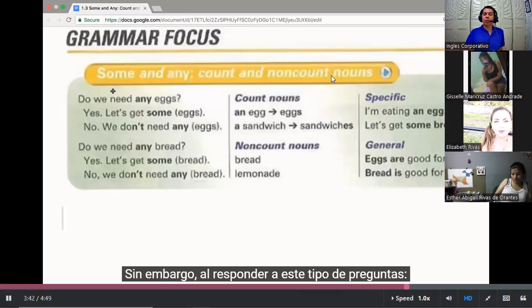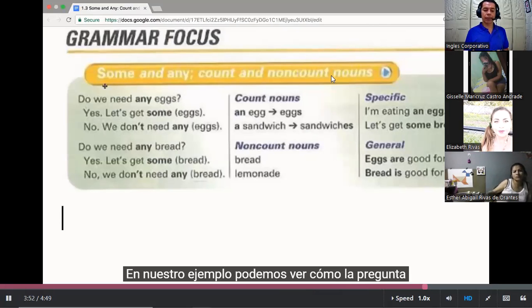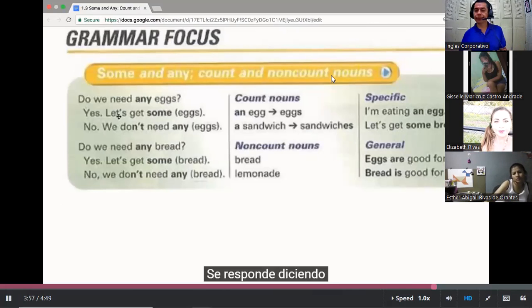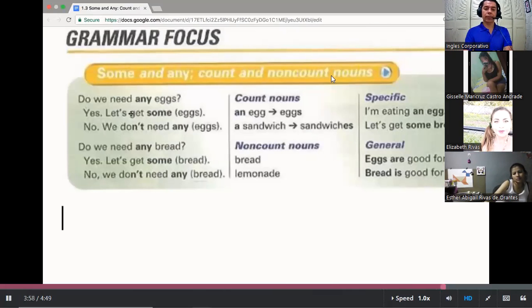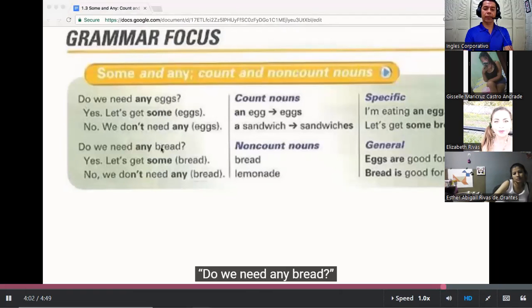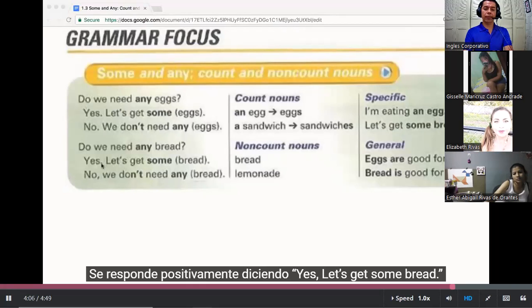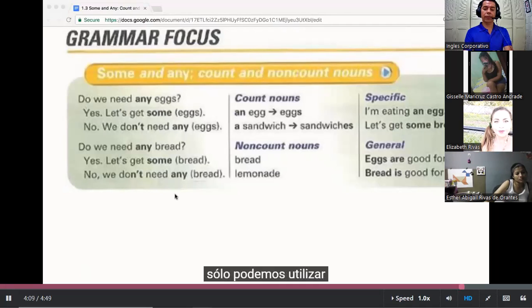However, when responding to these types of questions, we can only use some when responding positively. In our example, we can see how the question, do we need any eggs, is answered by saying, yes, let's get some eggs. And the question, do we need any bread, is answered positively by saying, yes, let's get some bread. Finally, we can only use any when responding negatively.